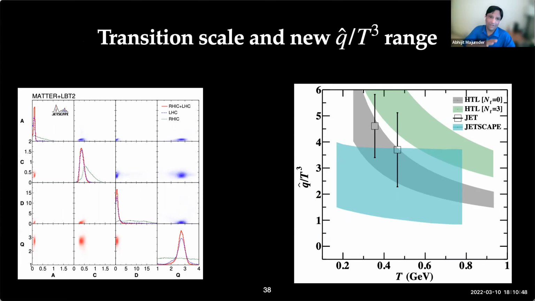But in that Bayesian analysis, we compared a very limited amount of data. And when you do that, the error becomes much bigger. And that's why the band is so wide. So hopefully in quark matter, you'll see a narrower band.